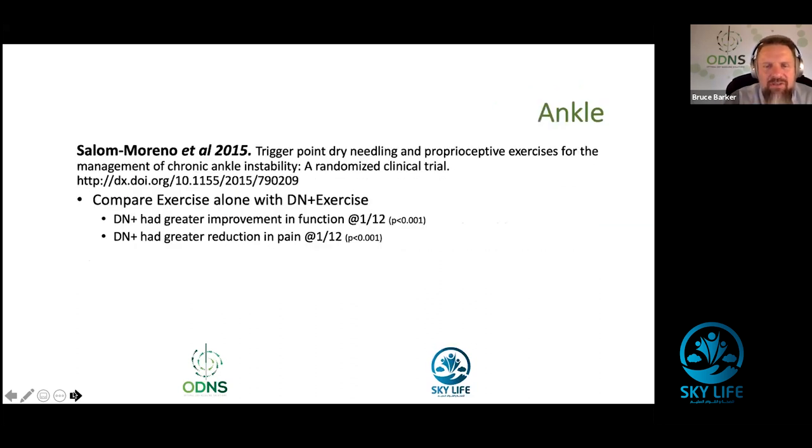How about the ankle? Lots of ankle patients as well. Sal Moreno, 2015, had a look at proprioceptive exercises with the ankle, comparing a straightforward ankle exercise program alone to exercises plus needling. Now, I'm biased, of course, but dry needling had a greater improvement in function at 1 month, a highly significant result, and a greater reduction in pain at 1 month as well. So your patient has less pain and better function, winner.